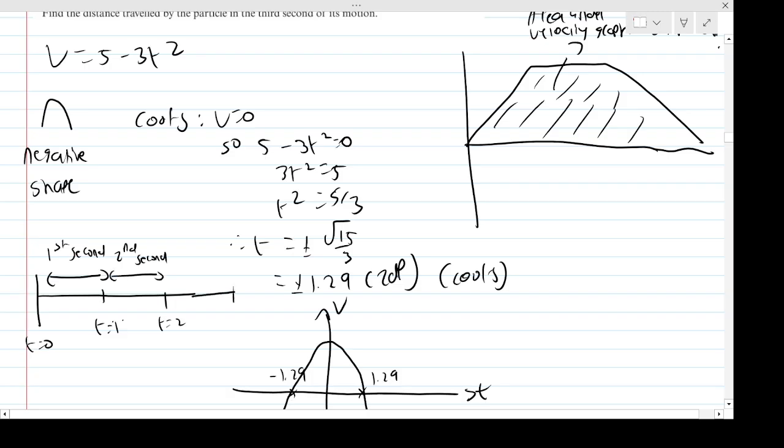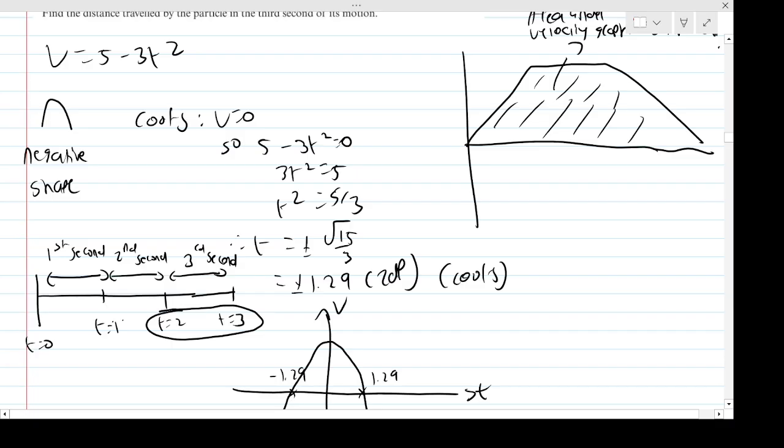Then when t is 3, we get the 3rd second. So the values of t we need to consider to make up the 3rd second are between t equals 2 and t equals 3. It wouldn't just be t equals 3 and that's it. The 3rd second is the time frame between t equals 2 and t equals 3. Hopefully that made sense.